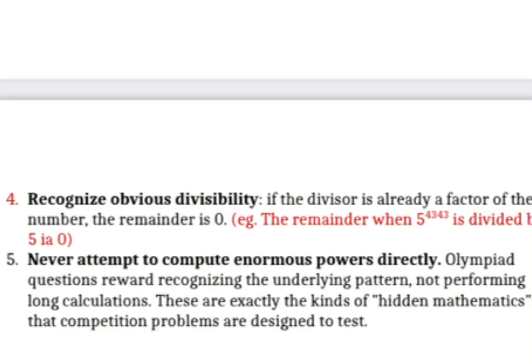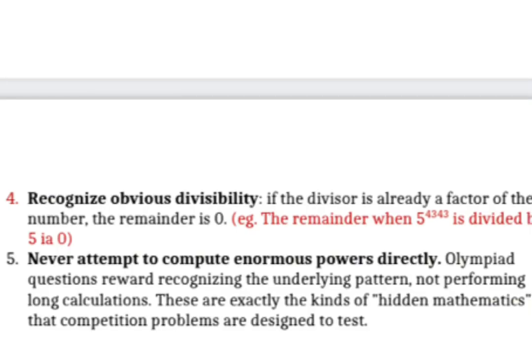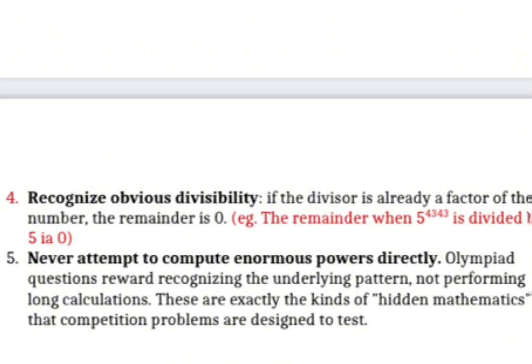Never attempt to compute enormous powers directly. Olympiad questions reward recognizing their underlying pattern, not performing long calculations. These are exactly the kinds of hidden mathematics that competition problems are designed to test.